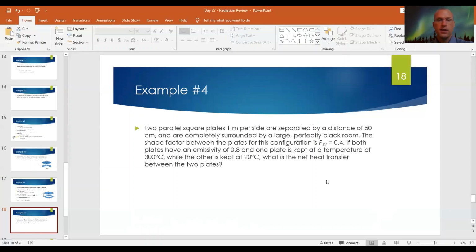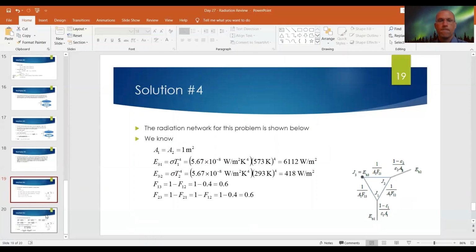Both plates have an emissivity of 0.8. One plate is at 300 degrees Celsius, the other at 20 degrees Celsius. I want to find the net heat transfer between the 2 plates. So in this case, I have technically 3 objects: plate number 1, plate number 2, and the large black room. Because the large black room is large, I can still call that infinite area, and for infinite area, as we saw, J is just equal to EB.